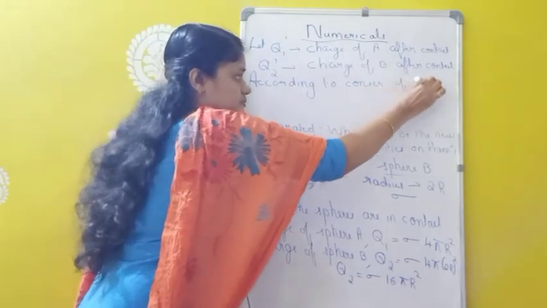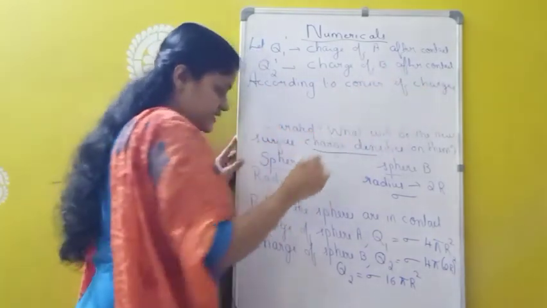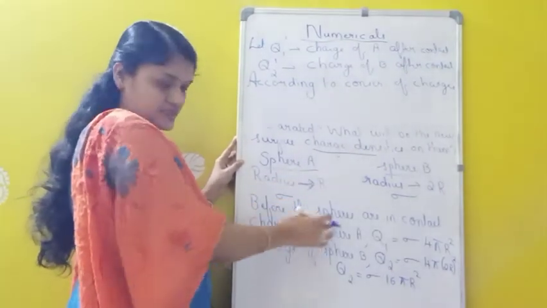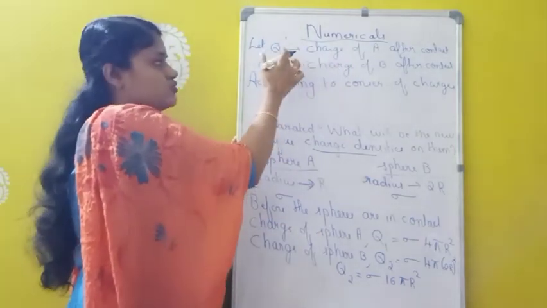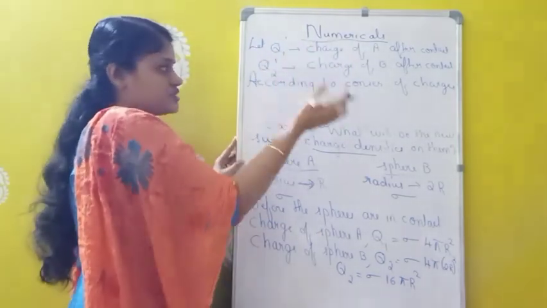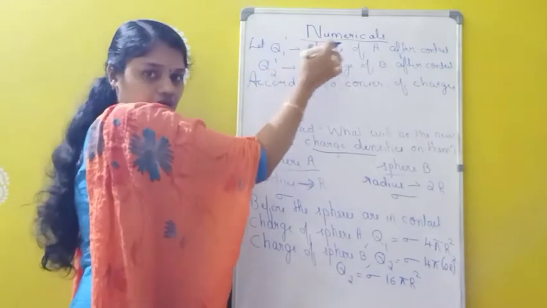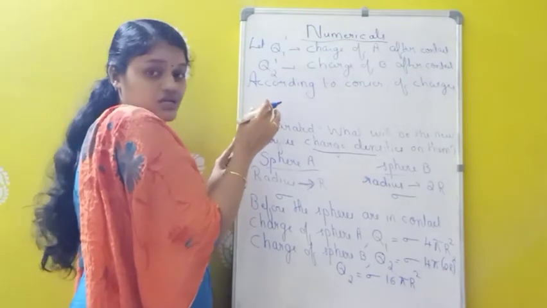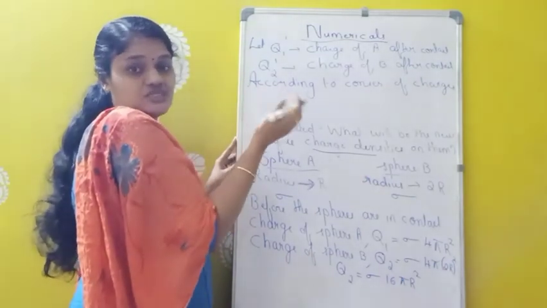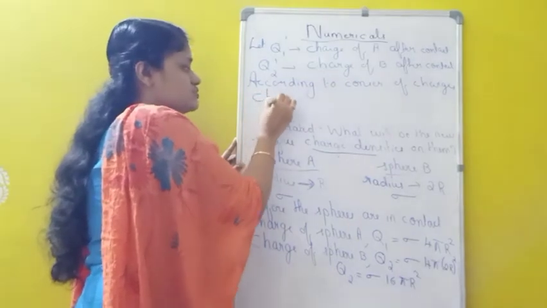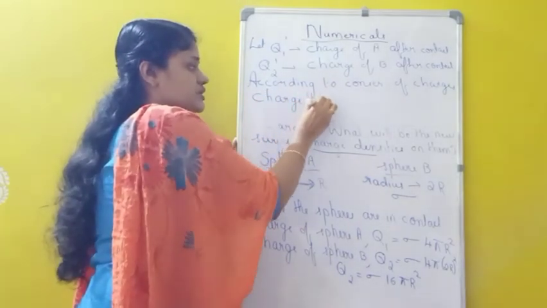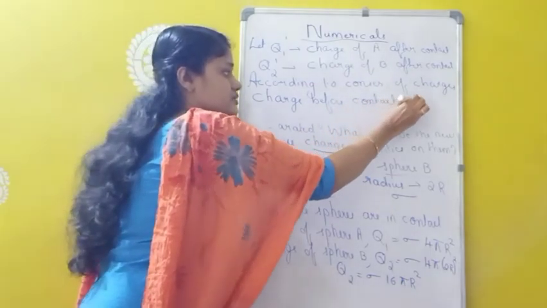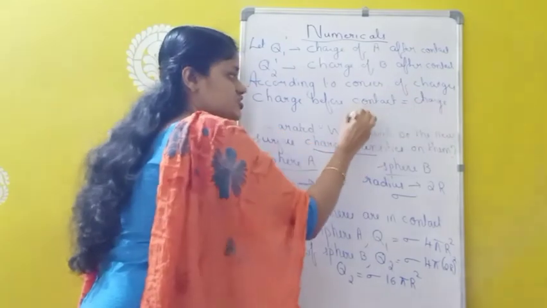Conservation of charges. Before the spheres are in contact, we found the charge of sphere A as well as sphere B. Now suppose we take Q1 dash as the charge of sphere A after contact, and Q2 dash as the charge of sphere B after contact. According to conservation of charge, charge before contact equals charge after contact.